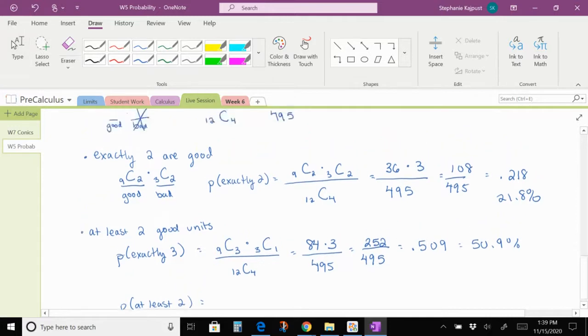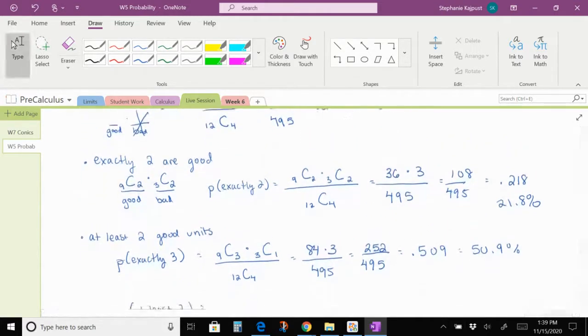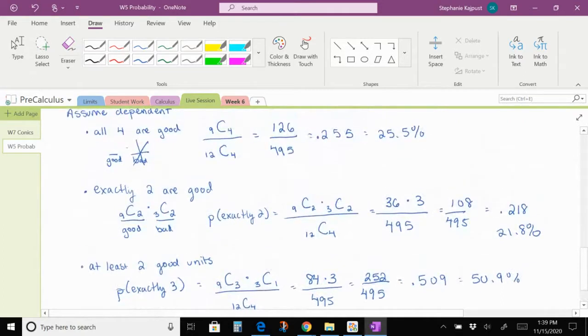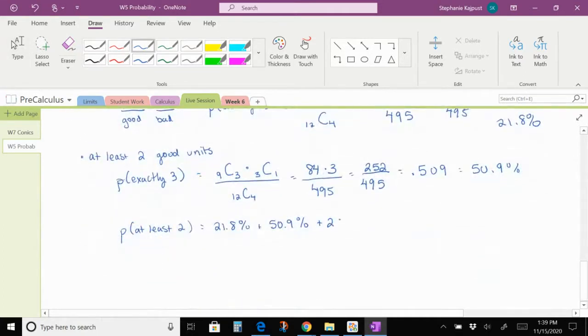So that means the probability of at least 2 would be the probability of exactly 2, which is 21.8%, plus the probability of exactly 3, 50.9%, plus the probability of exactly 4, 25.5%. So you add all those together, that comes out to 98.2%.